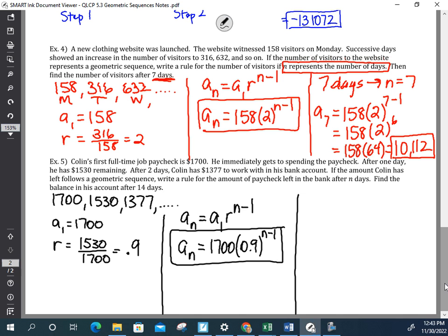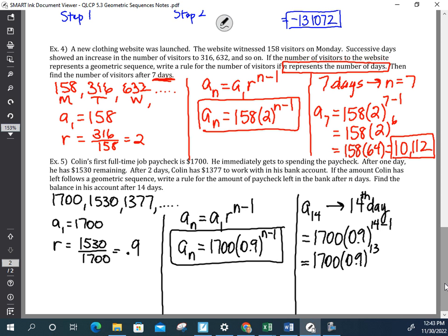So we use our formula to calculate 14 days. A14 represents 14 days. On the 14th day, how much is still in his account? So 1,700 times 0.9 raised to the 14 minus 1 power. Again, decimals get a little funny. So 0.9 raised to the 13th power. Remember, you do your exponents first. This is order of operations.